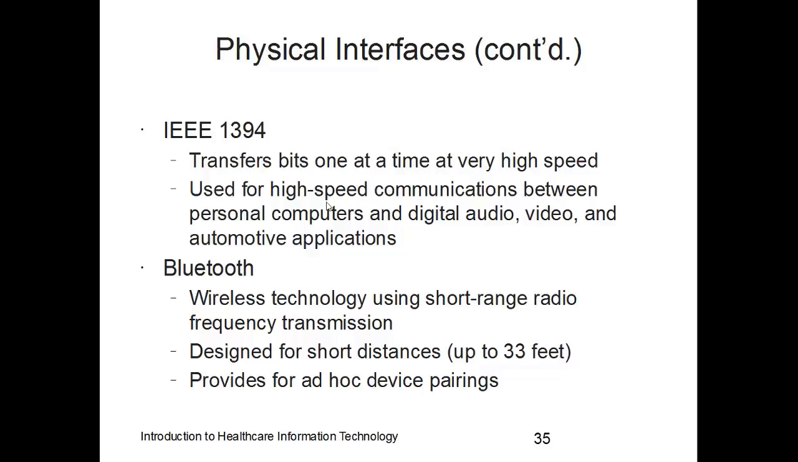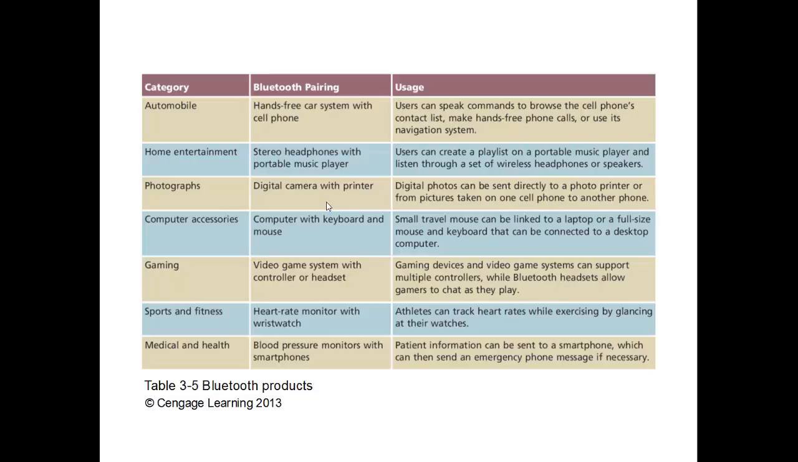Also have a Bluetooth physical interface. This is a wireless technology using short-range radio frequency transmissions. It's designed for short distances, up to 33 feet or about 10 meters, and it provides for ad hoc device pairings. On this table we have examples of Bluetooth products.